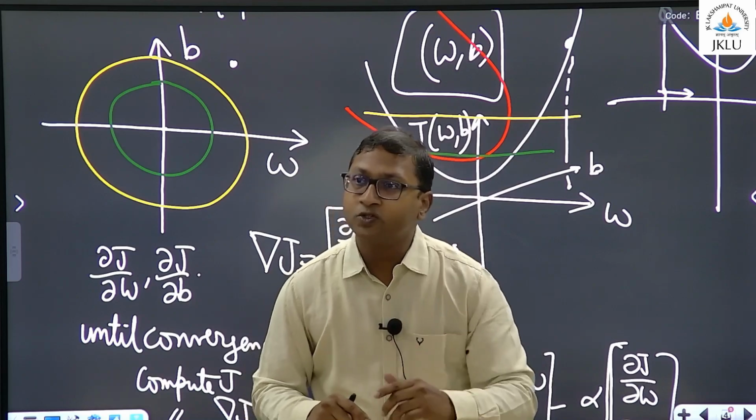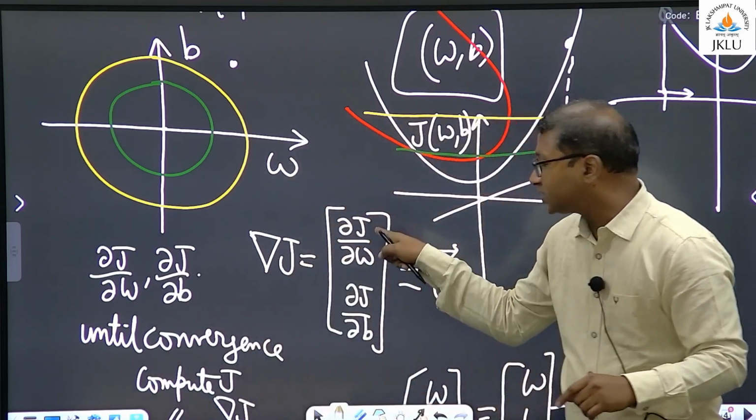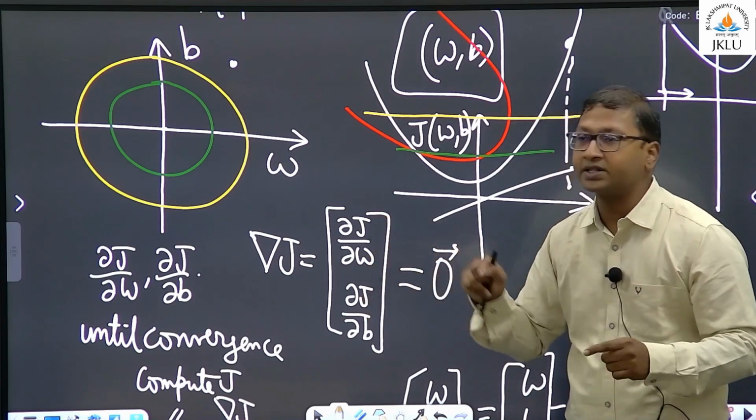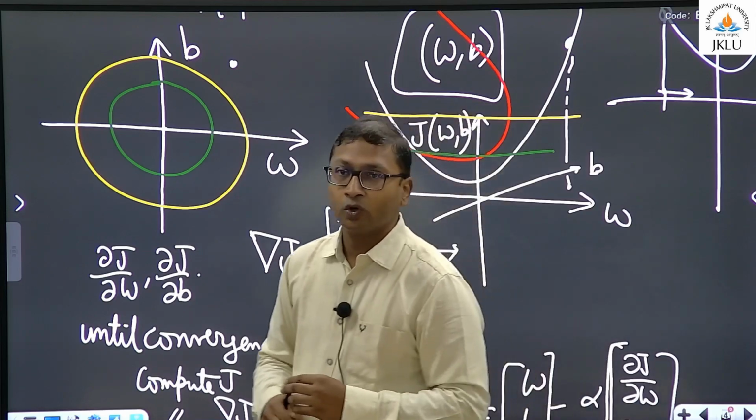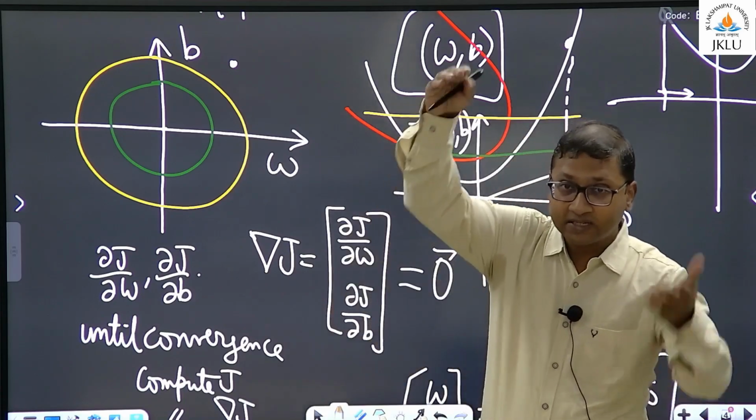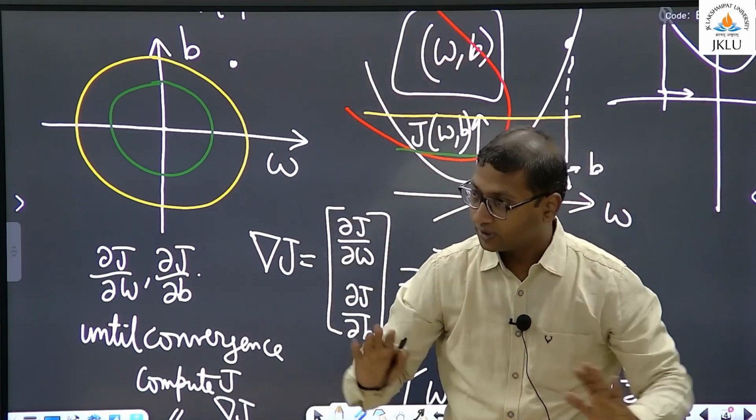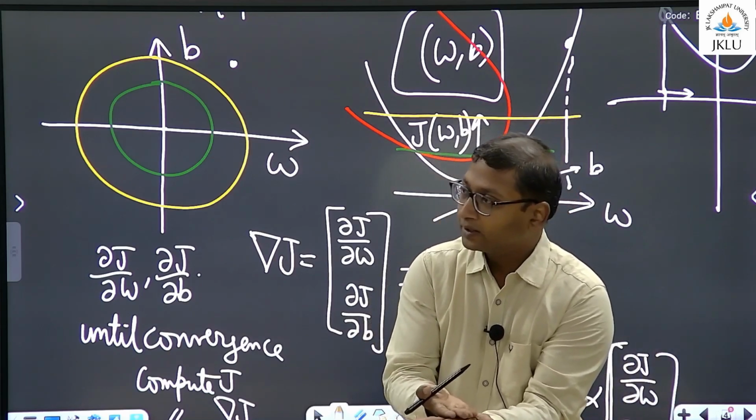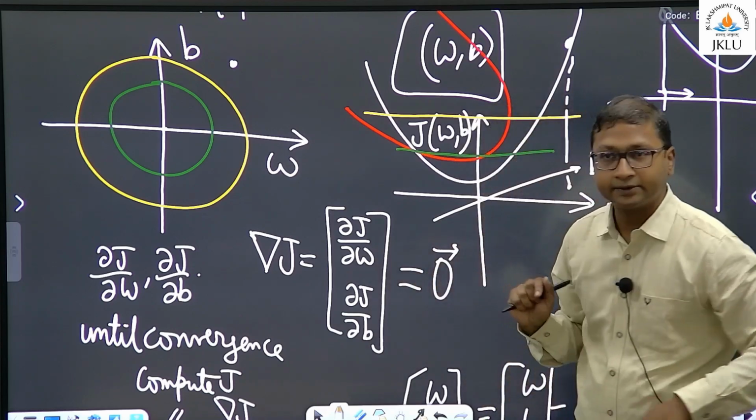So grad J has to be 0. What does it mean? This partial derivative has to go to 0, and at the same time this partial derivative has to go to 0. So both of them have to go to 0 at the same time. Does this happen for our function? It happens, right, because the plane will be like this and this happens.